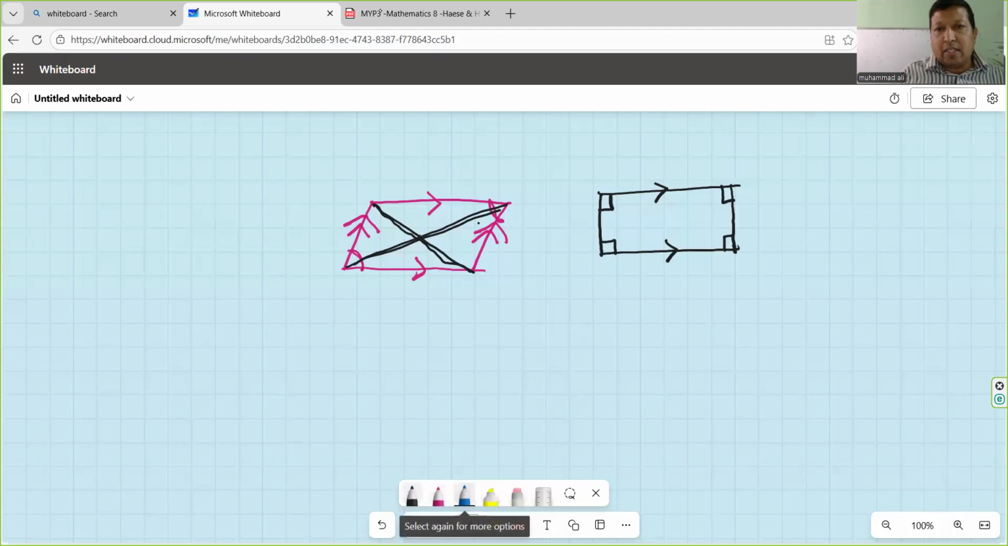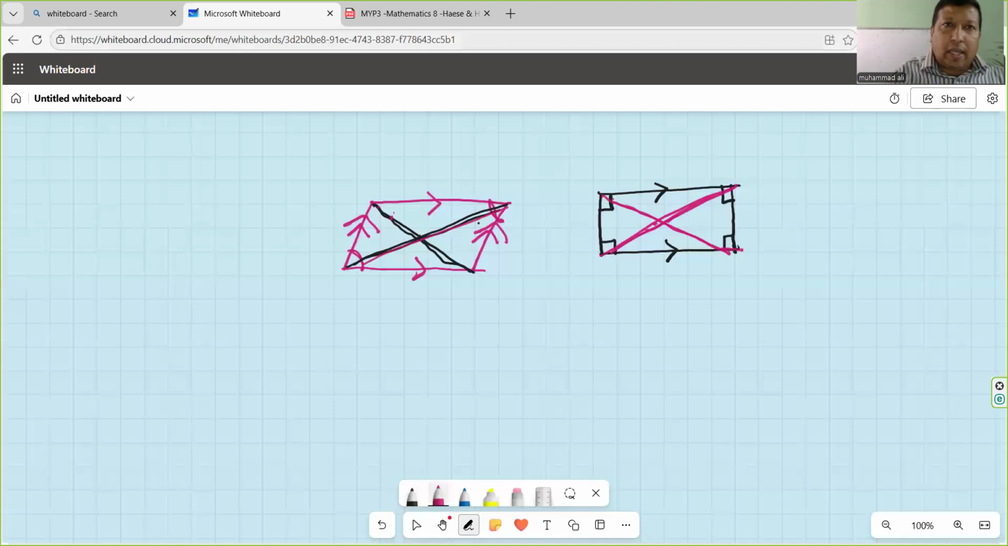Like this diagonal and that diagonal, both bisect each other and they are equal in length. If it is 10 centimeters, the other is also 10 centimeters. And they bisect each other. But in a parallelogram, the diagonals bisect each other, but diagonals are not equal in length.